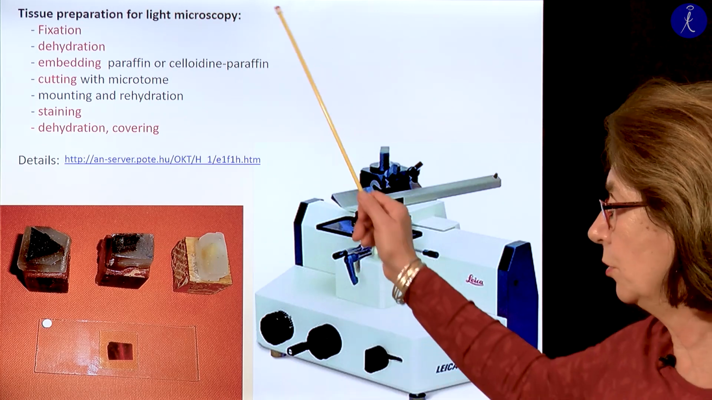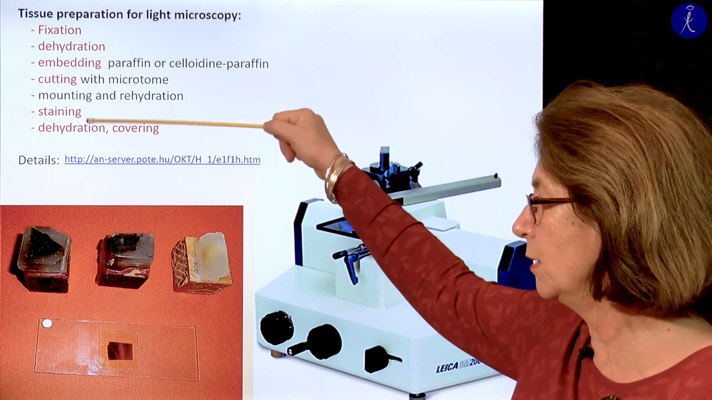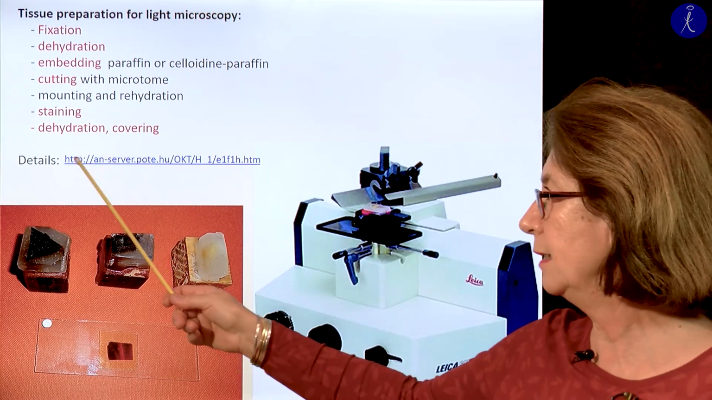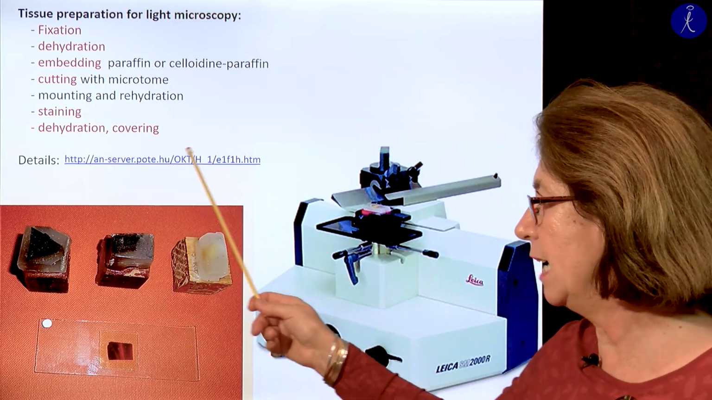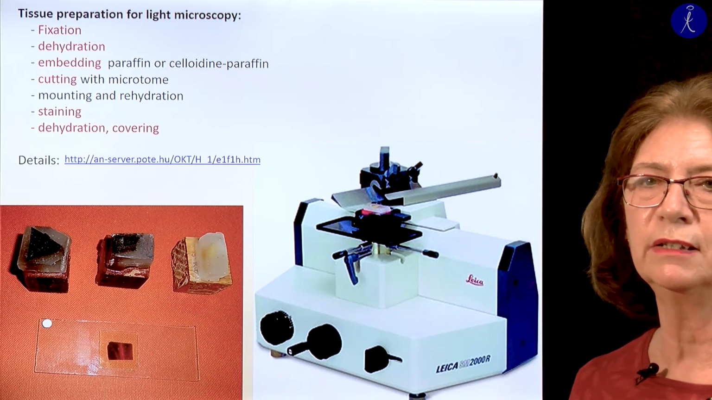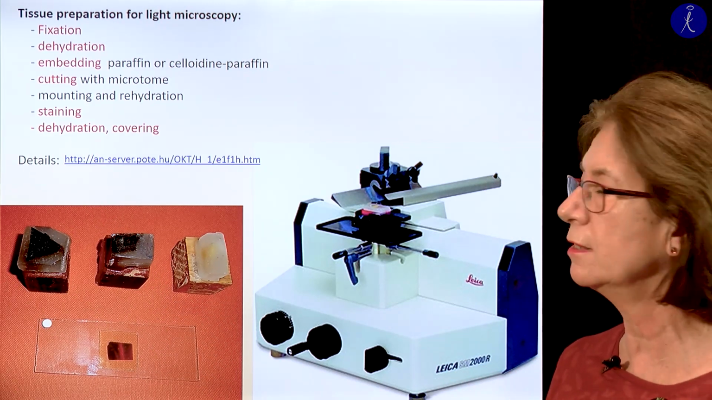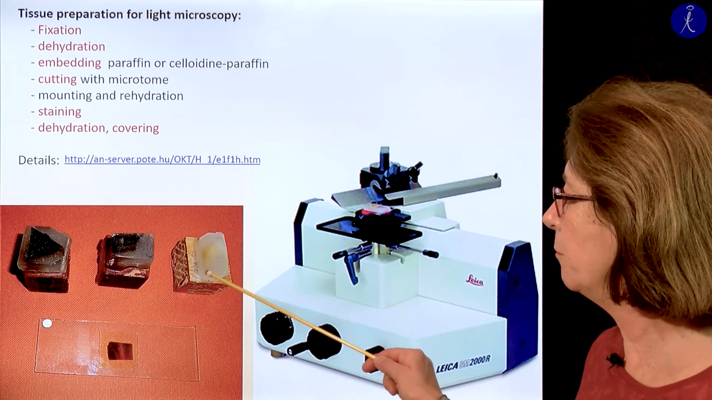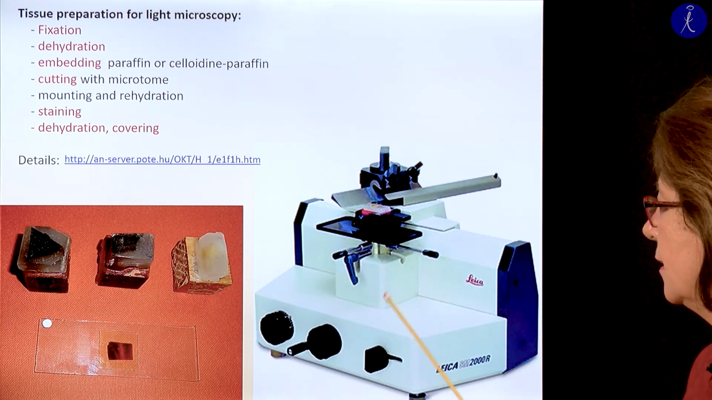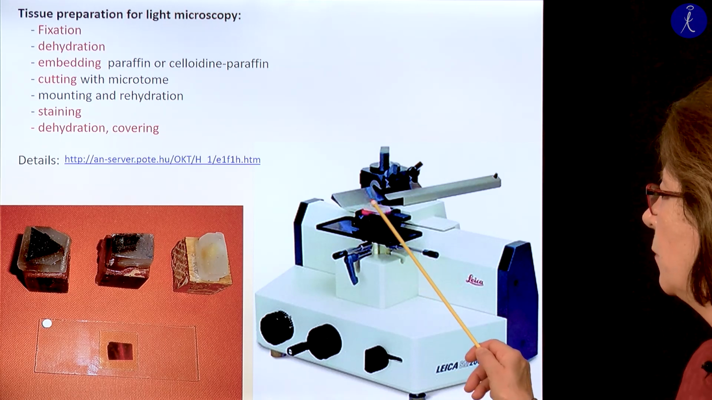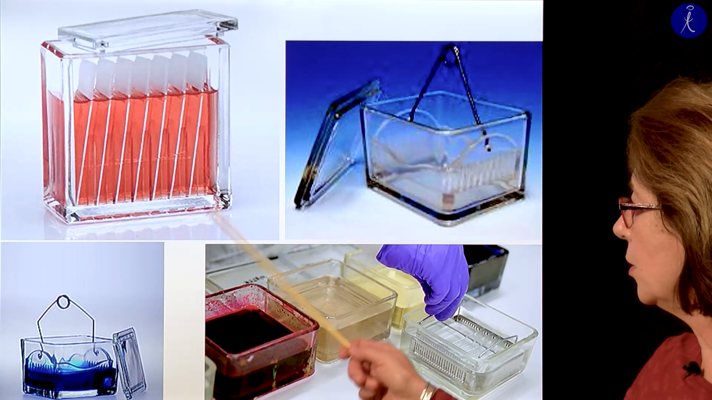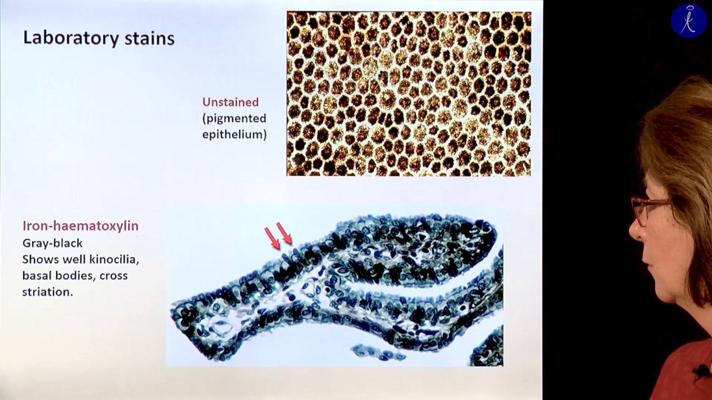About the preparation of the tissues, you must know these steps, and about this you will hear in the labs, and you will have to know the material that is written in this first week's material. So please read it from this chapter. Here you see some tissue blocks embedded into paraffin, and this is a microtome with which we can make very thin slices of this tissue. These are the dishes in which we do the stainings.